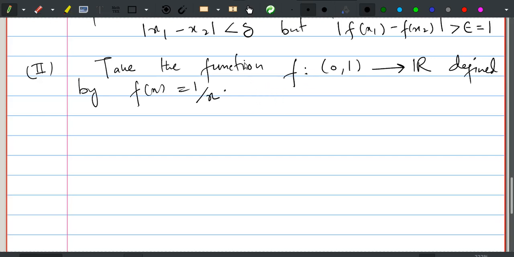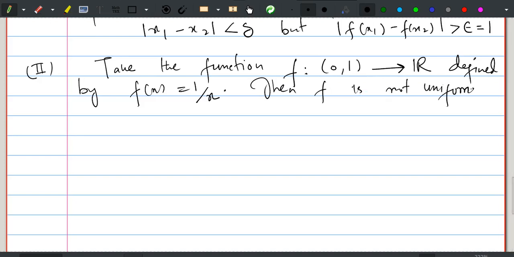We claim that this function is not uniformly continuous. Then f is not uniformly continuous. To prove this, we have to exhibit again an epsilon positive for which no delta works.